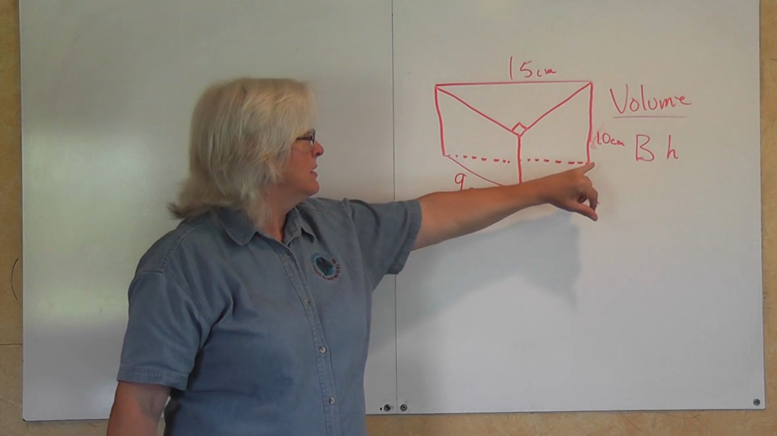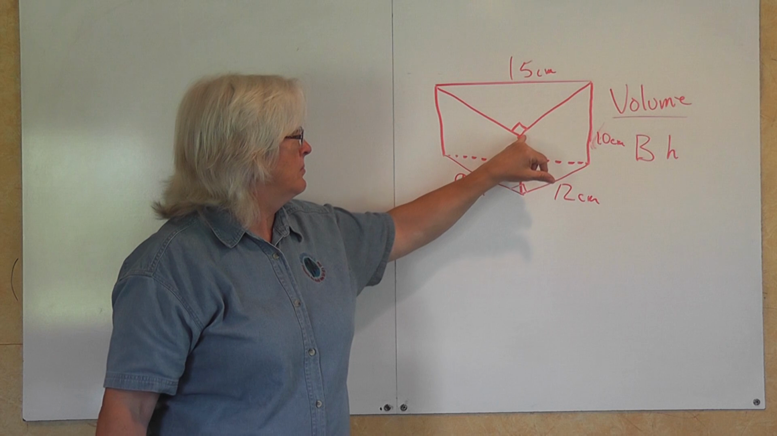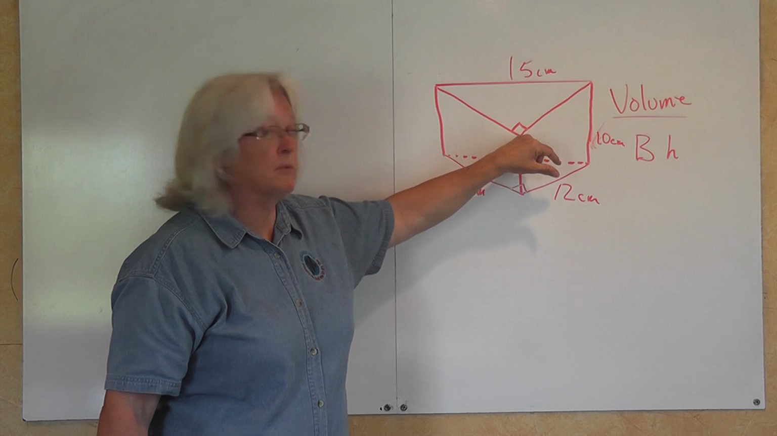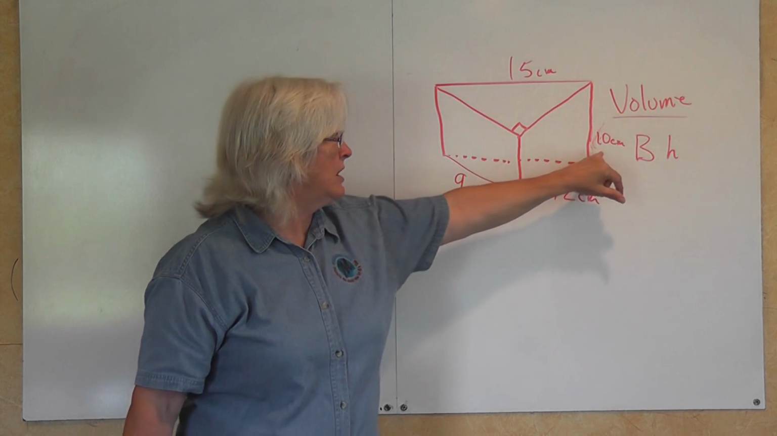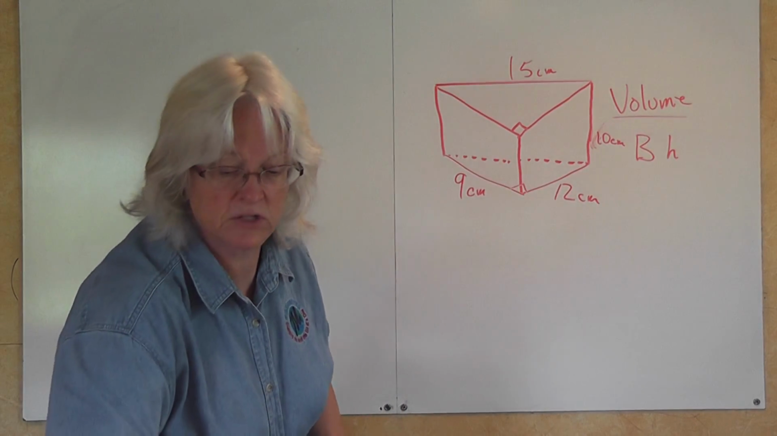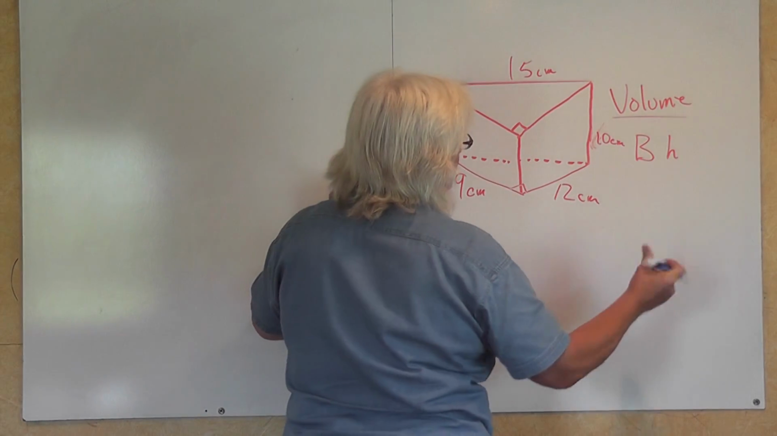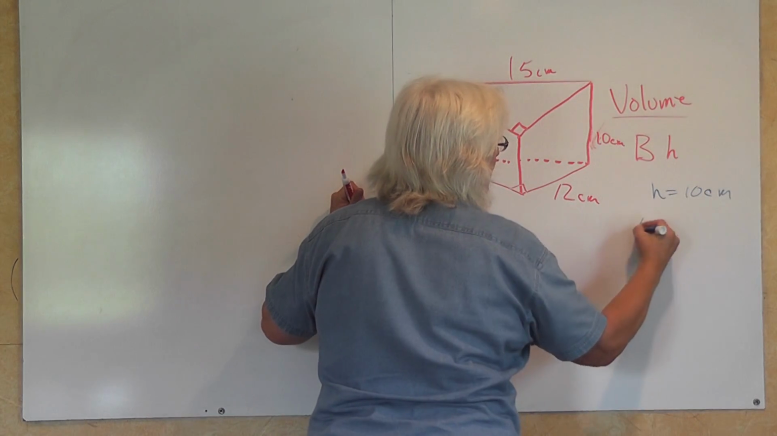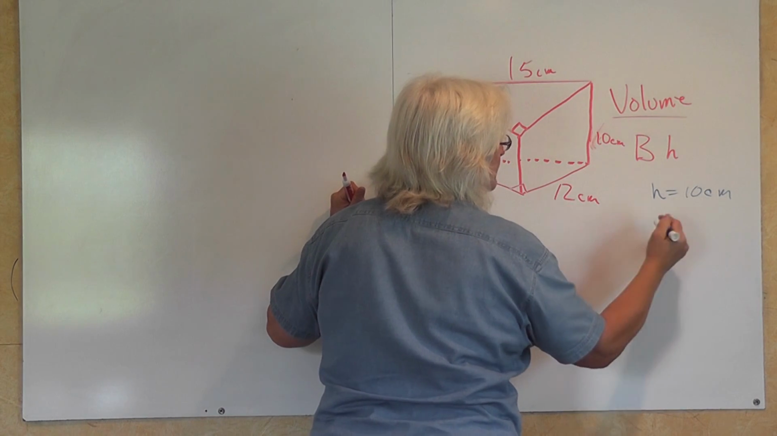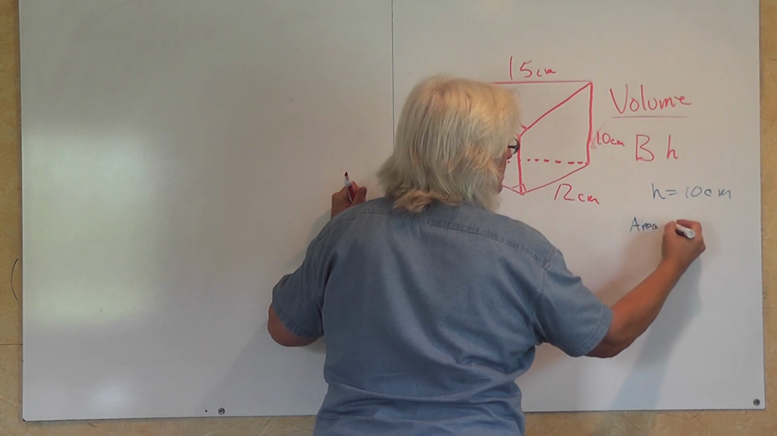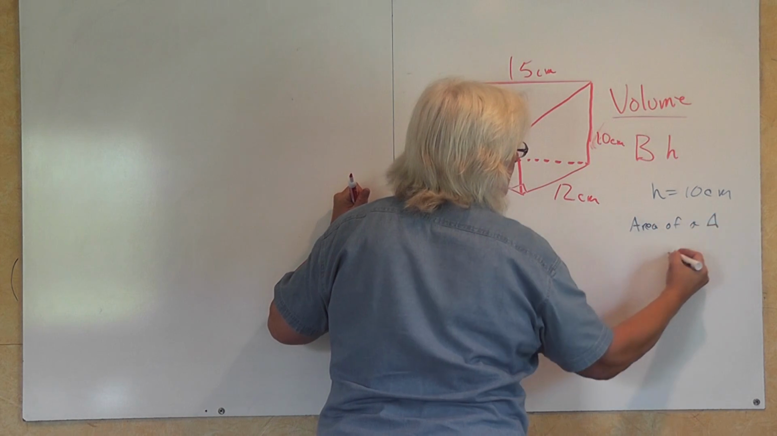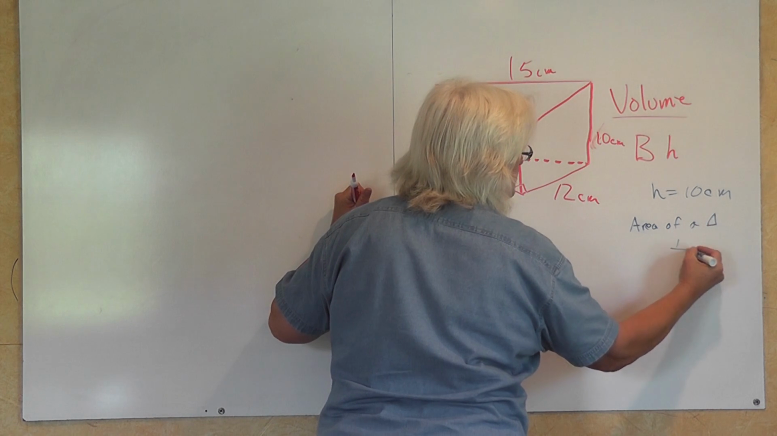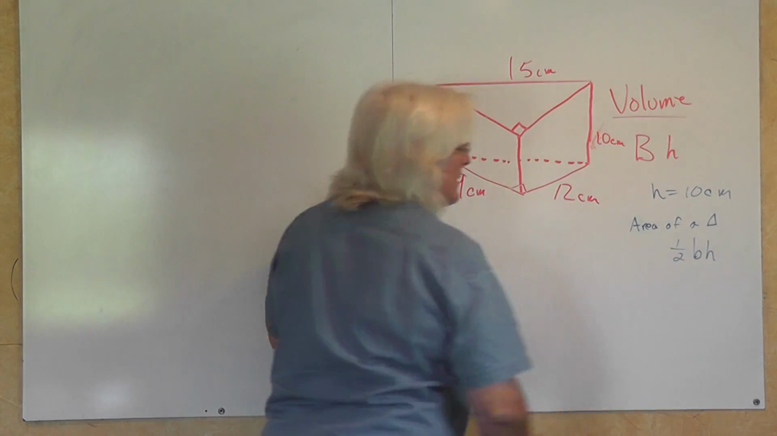We have to know what the height is. The height is from the top triangle down to the bottom triangle. The height is 10 centimeters. So let me just go ahead and put that the height over here is 10 centimeters. Now, I'm also going to put that in order to find the area of a triangle, that area is 1/2 the base times the height.